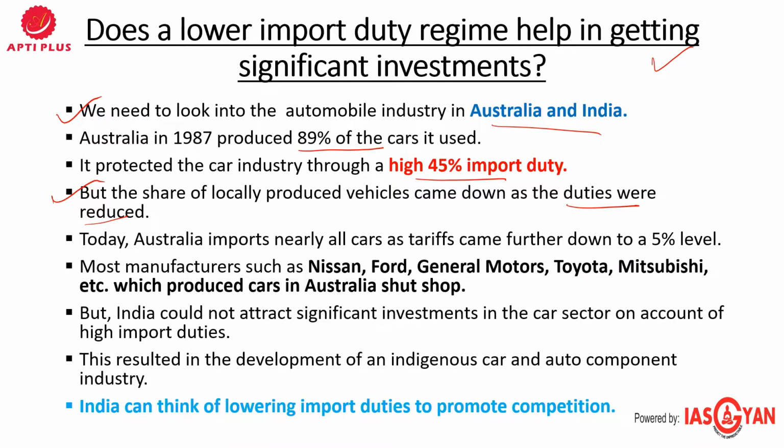Now today Australia imports nearly all its cars, and they have reduced the tariffs to 5% from 45%. And presently most of the global manufacturers, like Nissan, Ford, General Motors, Toyota, Mitsubishi, have shut up their shop. Whatever was being produced in Australia, they have shut down their manufacturing plants. But India could not attract significant investment. If India keeps tariffs and import duties high like this, you cannot attract investment in the automobile sector.